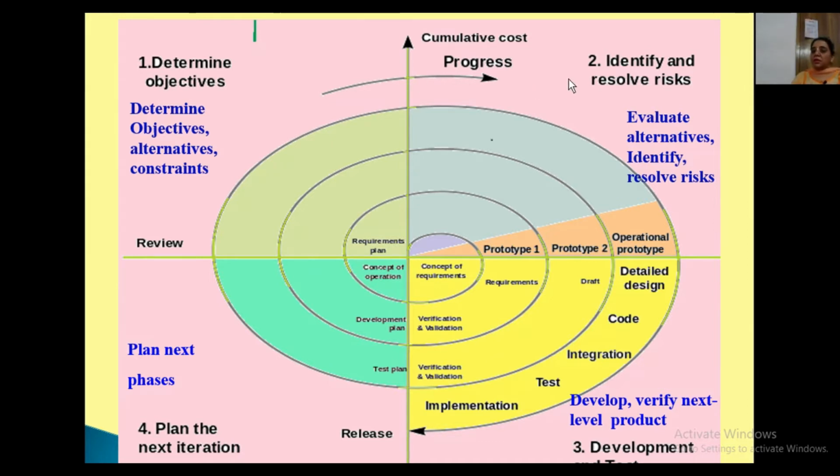The second quadrant deals with identifying and resolving the risks. We need to evaluate all the associated risks with the particular system which we are looking forward to developing, and what the alternatives or solutions are for the risks found here. In quadrant 3, you have to develop and verify the next level product, meaning you are actually developing and testing the product. In quadrant 4, you are planning the next iterations.